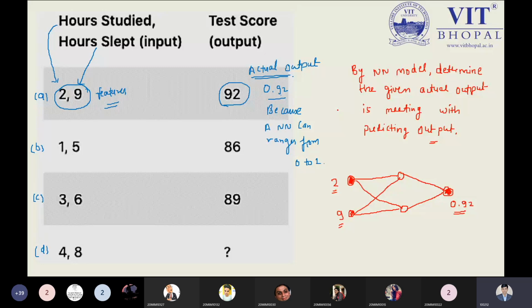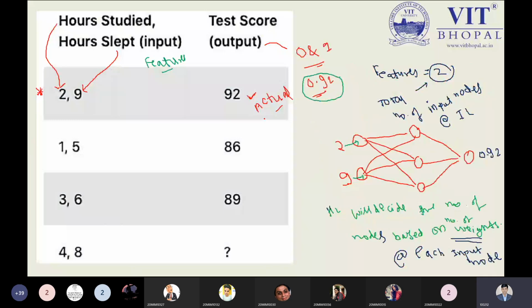Keep in mind, I suggest to all the students, note down these input values and output values. Note down this value 0.92, that is our actual output, and our features are the 2 comma 9. So we are focusing on this point right now. Now note it down.